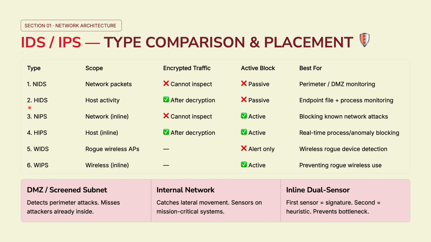Now, the second one is the host IDS, which operates at the host level, and it can inspect traffic after TLS decryption occurs. You see that right here. Although it is passive and cannot block attacks, it excels at file integrity monitoring and process auditing.